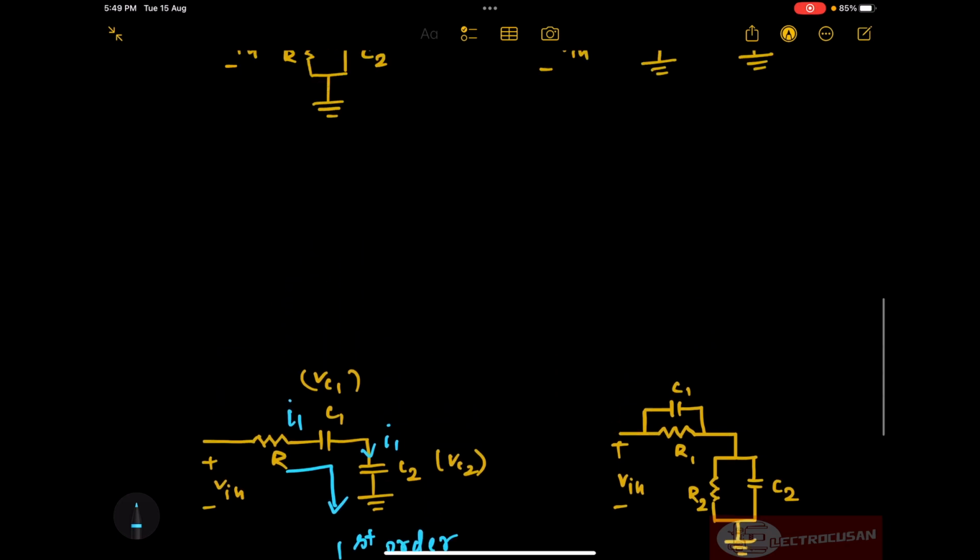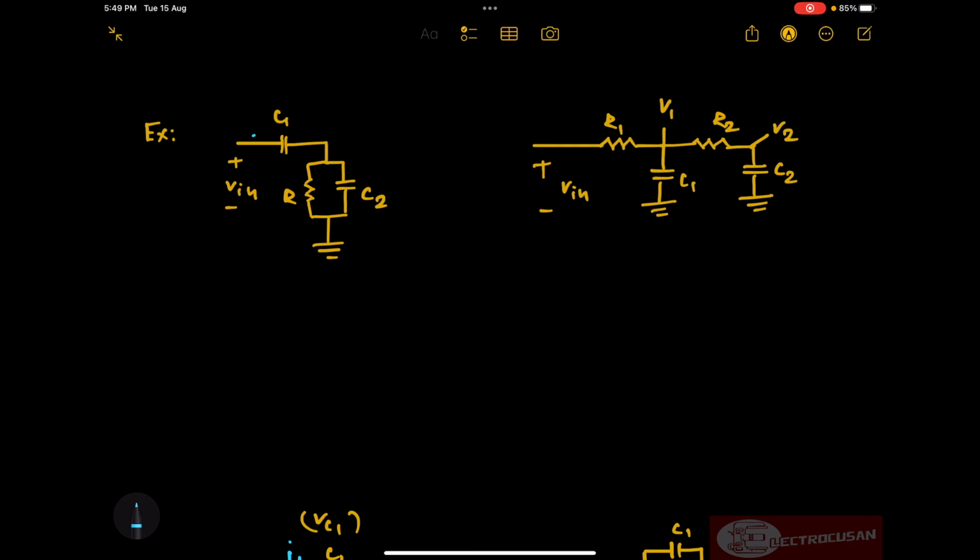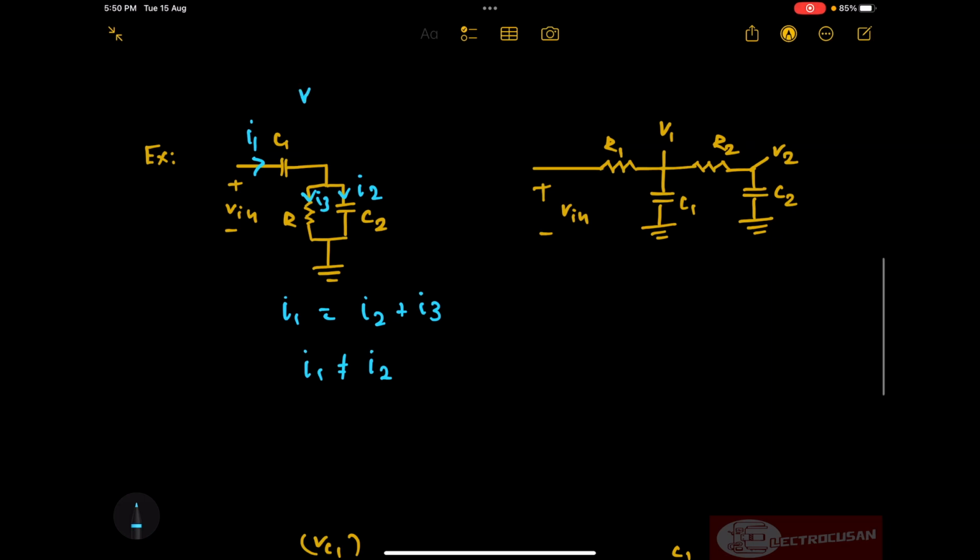Now moving on to this circuit here. If you assume I1 current flows through this, then here I2 and I3, you can say that I1 is equal to I2 plus I3. So definitely I1 is not equal to I2. The currents are not the same in these two capacitances, so the first condition is ruled out. Now we need to check the second condition, which is to find the relationship between the voltages of the C1 and C2 capacitances. We'll assume the voltage across this capacitance is VC1 and this capacitance is VC2.